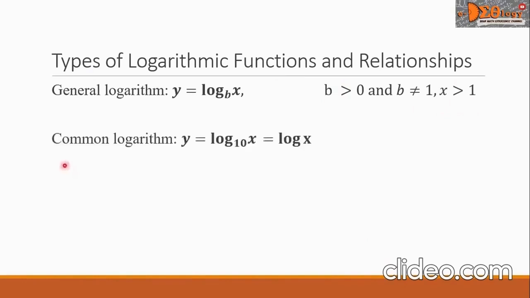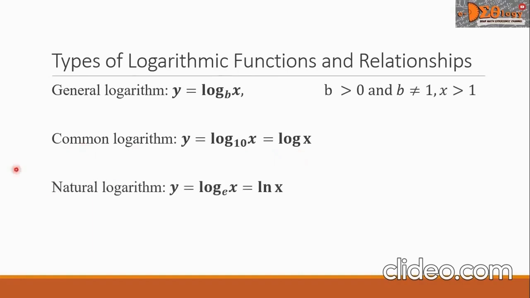The next type is the common logarithm, y equals log of x to base 10. We say that this is a common logarithm when we have a base of 10. And if we have a base of 10, we can simplify the notation into log x. So here, the base is not written. Every time we see a log without any base, that is understood to be base 10. And we call this the common logarithm.